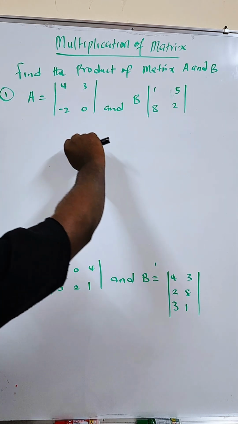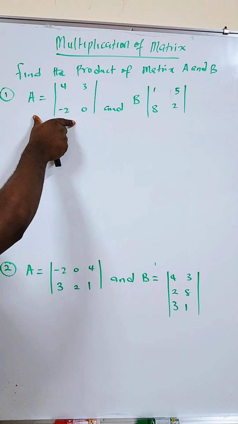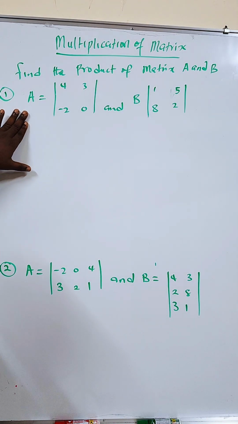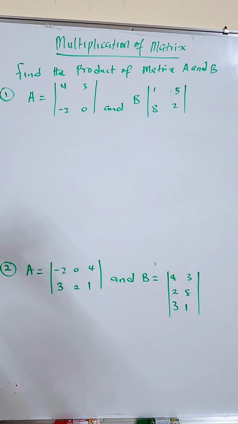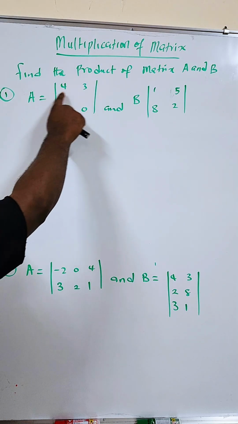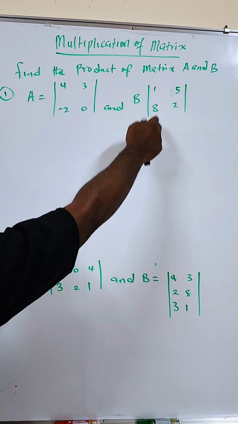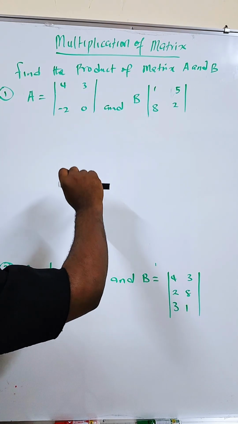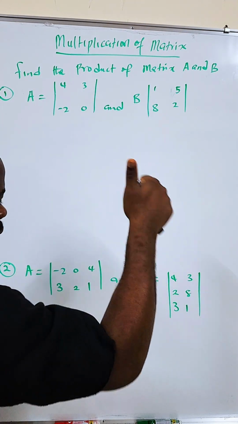Okay, find the product of matrix A and B. So this is the 2 by 2 matrix of A and 2 by 2 matrix of B. One thing you should know is that for you to be able to multiply matrices successfully, the columns of the first matrix must be equal to the rows of the second matrix. So we have 2 columns, and we have 2 rows. So you can multiply it.